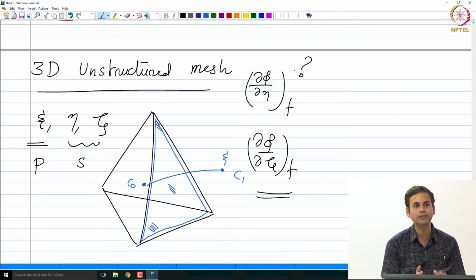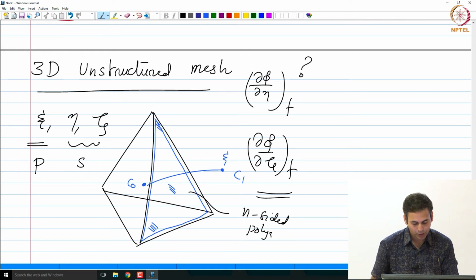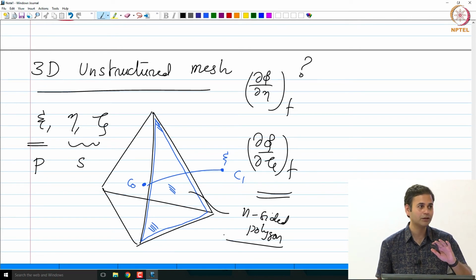Now, what is another complexity that comes in here? Right now, I have drawn a tetrahedra which has 3 sides on the face, but in general, if you have an unstructured mesh, this face can be an n-sided polygon. That means, for that particular n-sided polygon, we have to pick 2 directions which are eta and zeta. Now, we cannot have a consistent way of picking them. That means there are infinitely many possibilities, out of which we have to pick one set of eta and zeta.